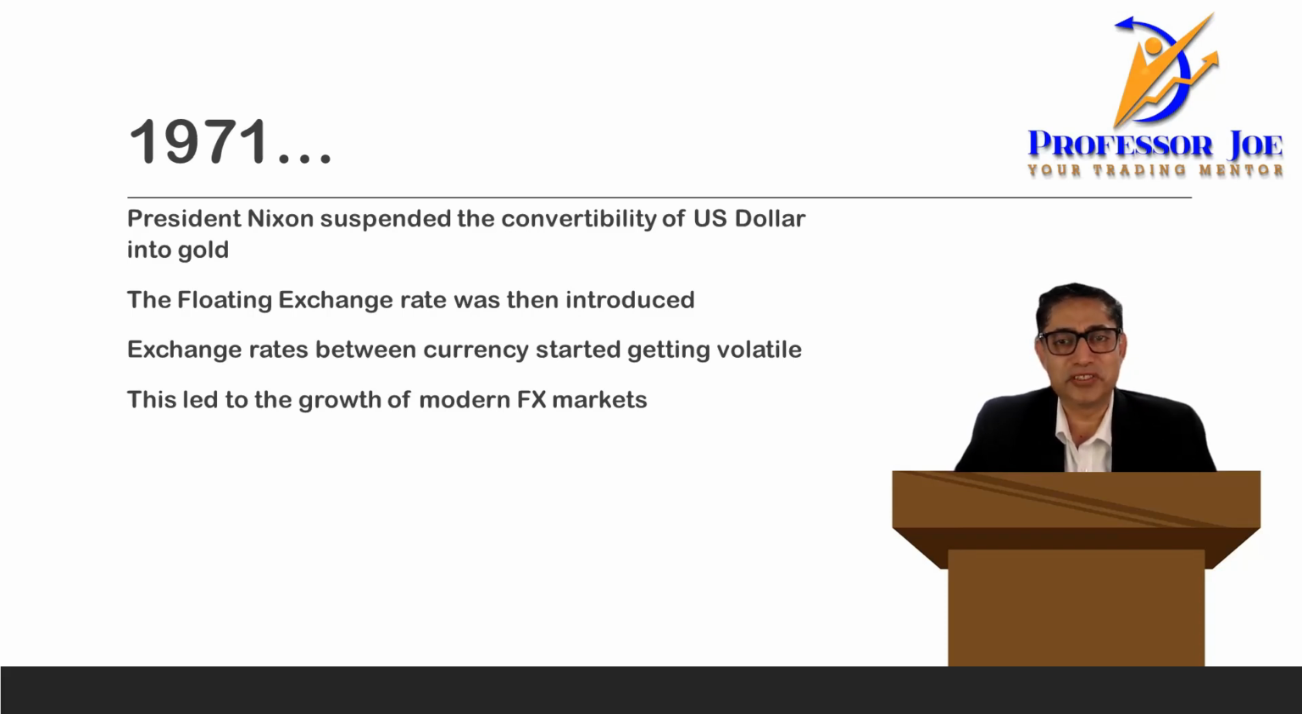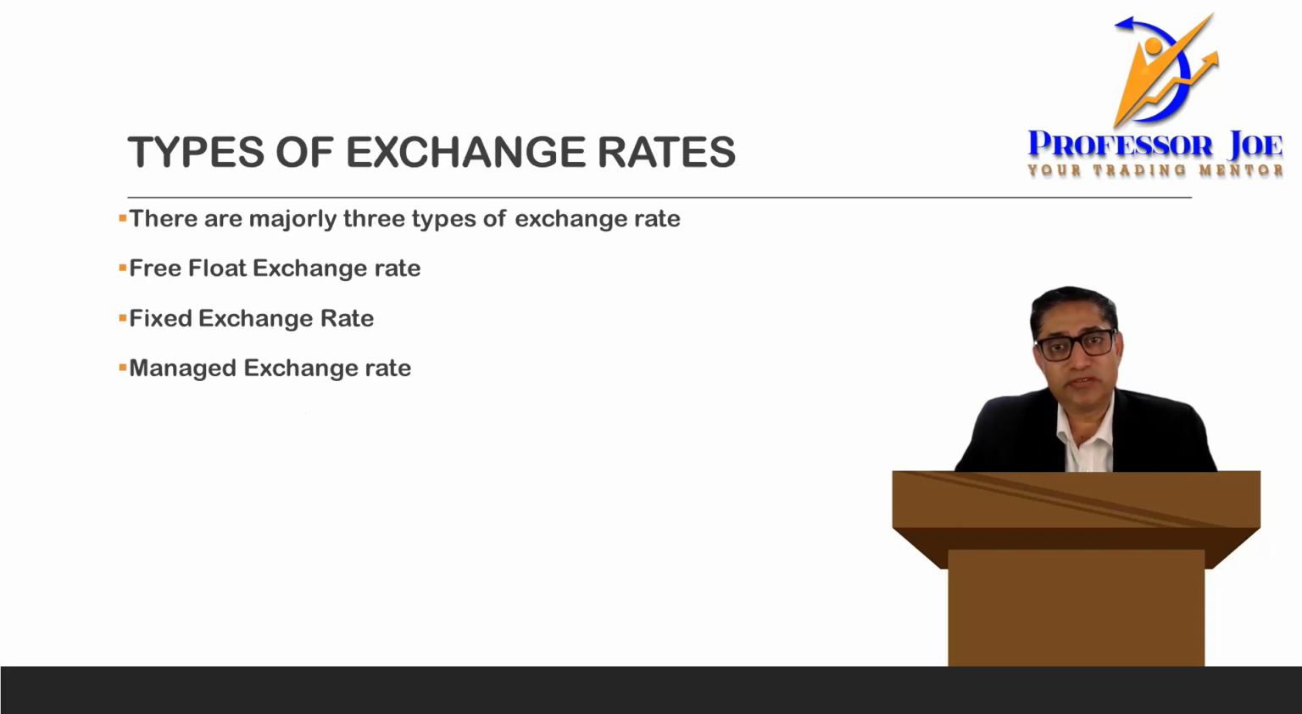Let us see some other features of this market. Now, there are three types of exchange rates. One is the free float exchange rate. The second is the fixed exchange rate. And anything that falls between the free float and the fixed exchange rate is the third one, the managed exchange rate. There are multiple ways of explaining this managed exchange rate. Some might call it partially pegged. Some might call it a basket of currencies pegged to a particular currency. There are different terms used, but to keep it simple, we can say managed exchange rate. So there are three major types: free float, fixed, and managed exchange rate.